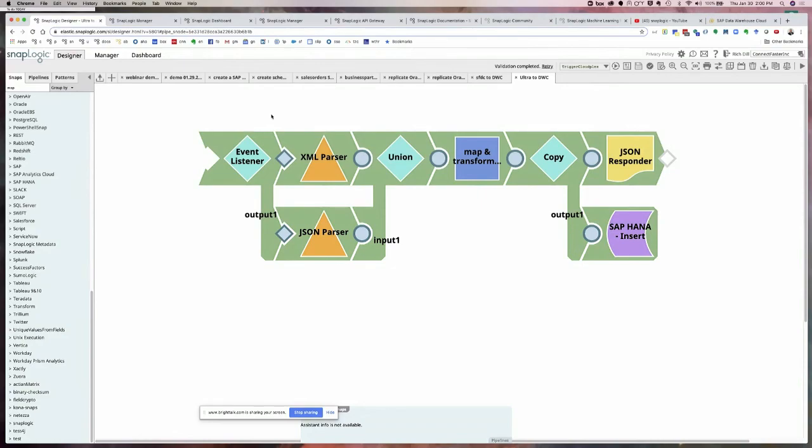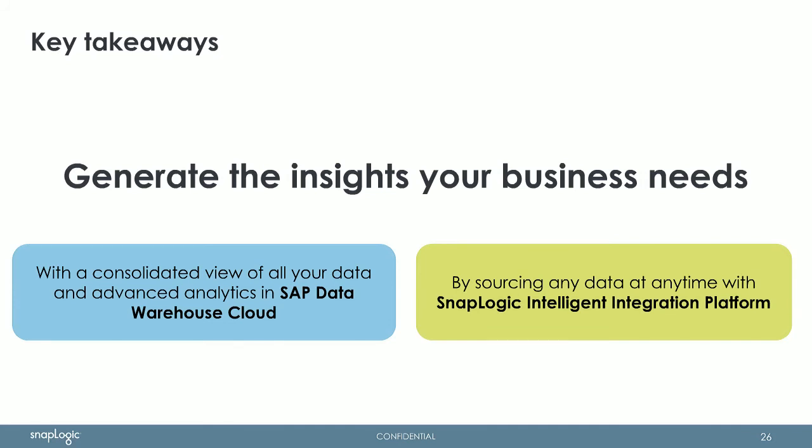Thank you, Rich. We are at the top of the hour, so I want to quickly go through the key takeaways. Essentially, for you to generate insights that your business needs, you need a consolidated view of all of your data and advanced analytics in SAP Data Warehouse Cloud. And you need to source data, any data at any time, using the SnapLogic Intelligent Integration Platform.